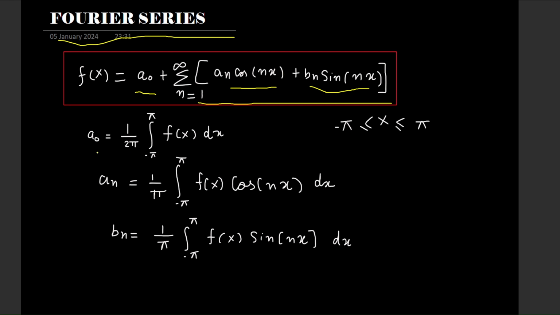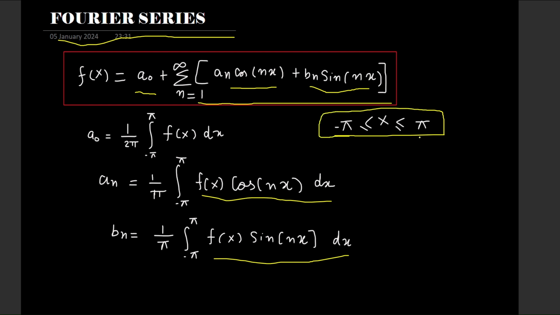and sine terms, where these constants can be seen as a naught is 1 upon pi integration minus pi to pi of f of x dx, an is 1 upon pi integration minus pi to pi of f of x cos nx dx, and bn is 1 upon pi integration minus pi to pi f of x sin nx dx. And we can express them as f of x equal to a naught plus summation n equal to 1 to infinity an cos nx plus bn sin nx. This equation is true in the context and with the specification of limits of x from minus pi to pi.